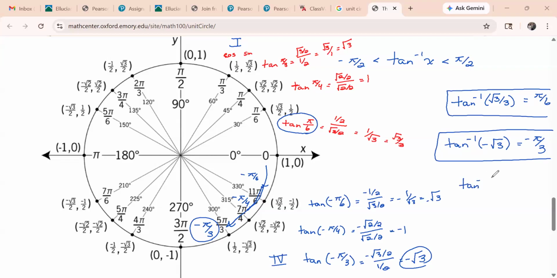And then if I do inverse tangent of 0, it would have to be right here, because tangent of 0 is going to be 0 over 1. So we don't actually have to worry about answers that are going to be pi over 2 and negative pi over 2, because remember, those are asymptotes.